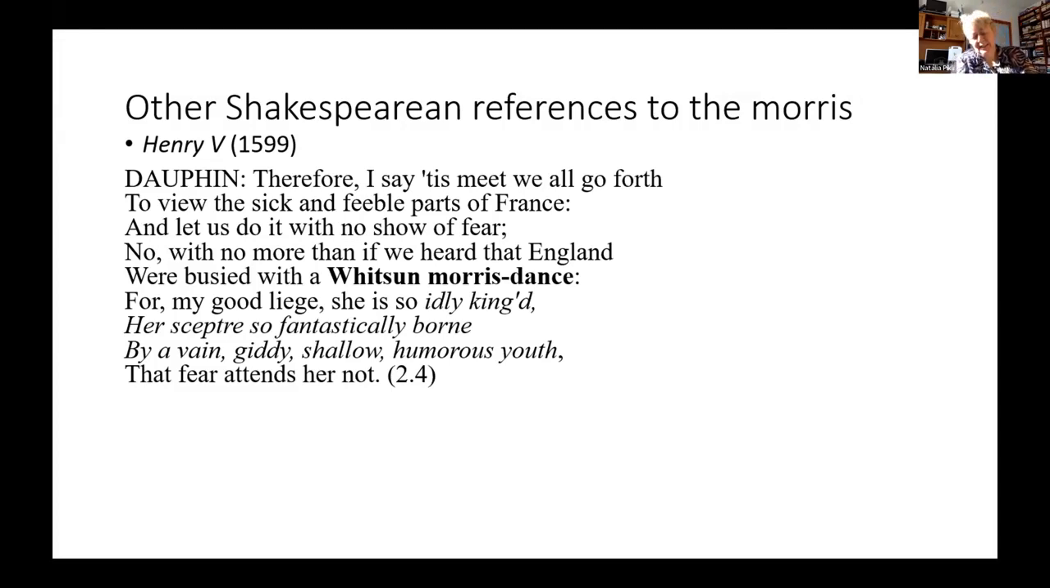So what is happening here? Quite clearly, the Dauphin is speaking in a derogatory manner about the young king of England, Henry V, and compares him to a mock king, a kind of carnival king, not a real king, but somebody who is just an idol, a foolish king and not a real one.